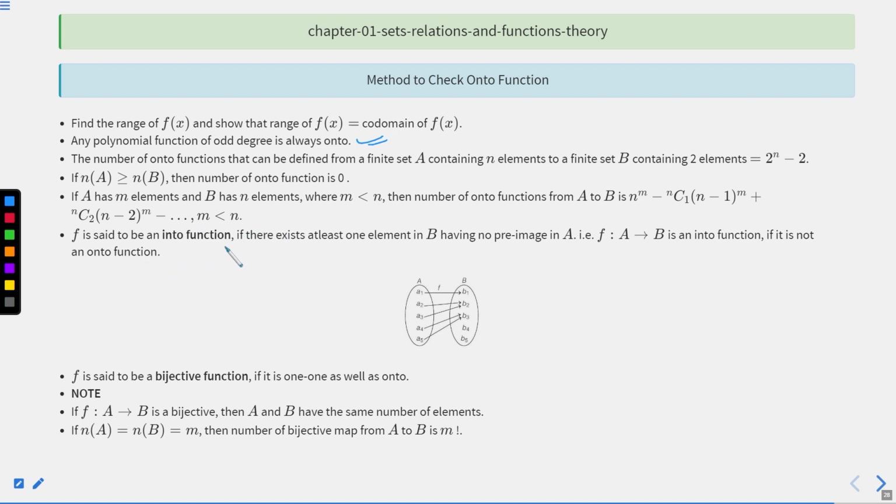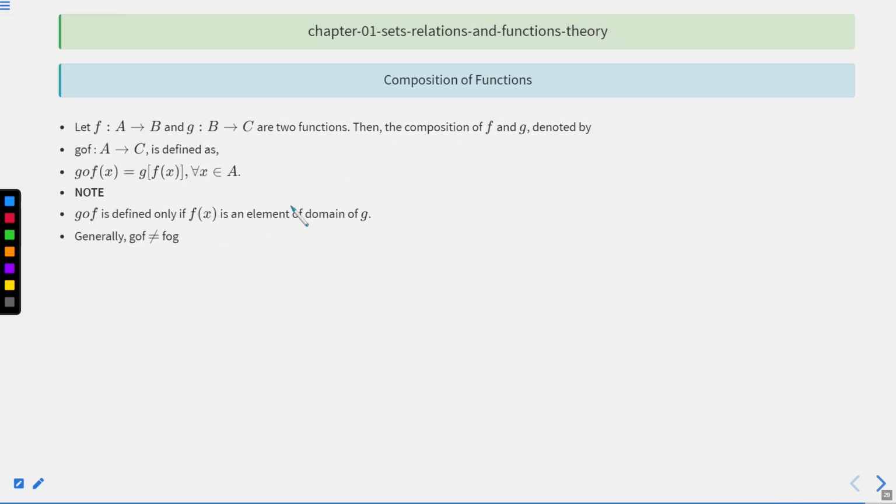f is said to be an into function if there exists at least one element of B having no pre-image. We can say that B4 and B5 have no pre-image in A, right? Then it is called an into function. f is said to be a bijective function if it is 1-1 as well as onto, right? Then it is a bijective function. Now if f: A mapping B is bijective, then A and B have the same number of elements. So if n(A) equals n(B) equals m, then the number of bijective mappings from A to B is m factorial. Clear?